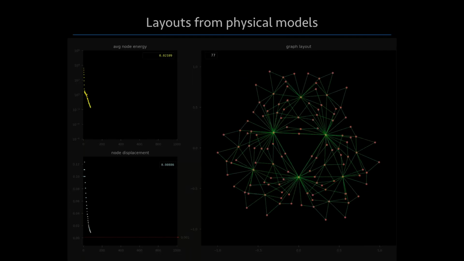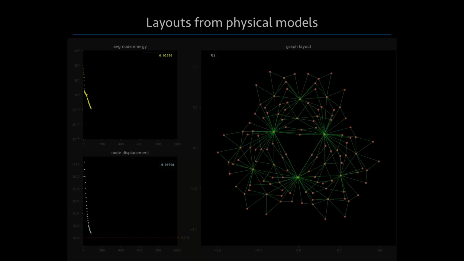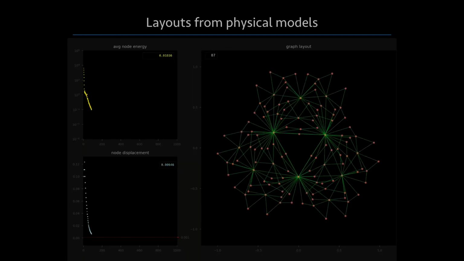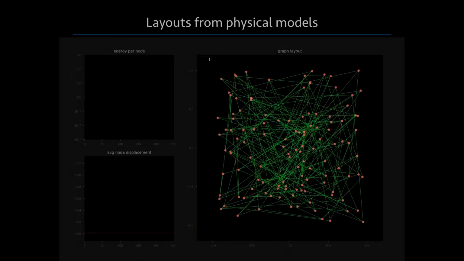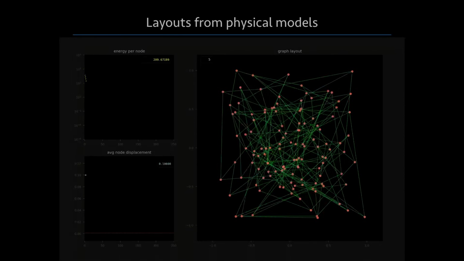As time goes by, it moves less and less. And here we have a more or less stable state. There's still some minor movement, but this will stop. And this is the graph that I showed before. That's what was our goal for that graph, and that's how we can reach it by doing this physical system simulation. Here's another example of a different graph.